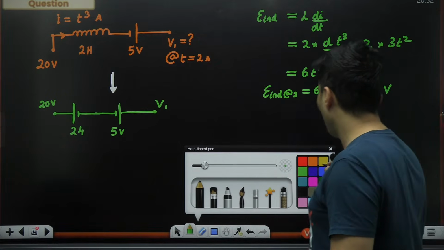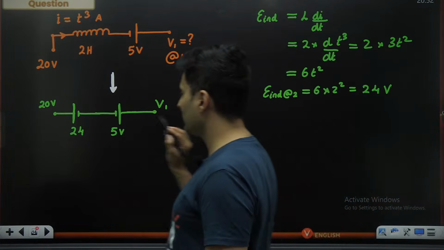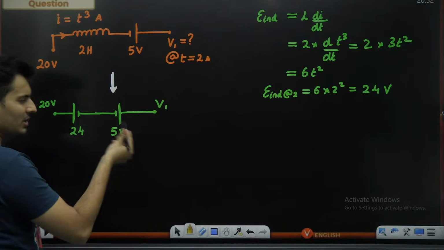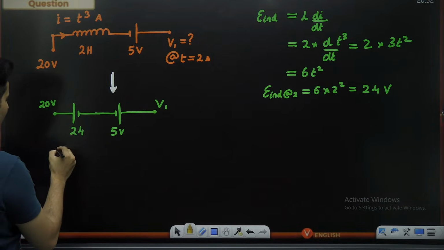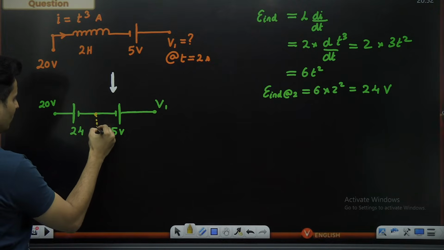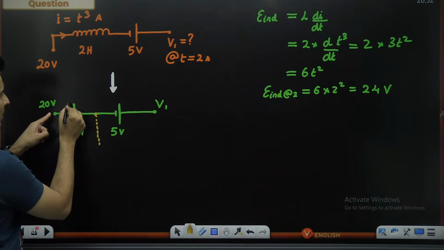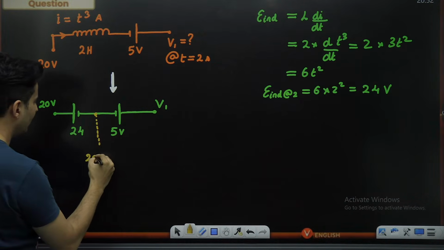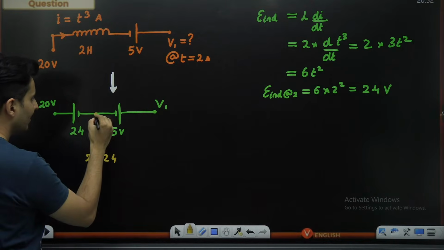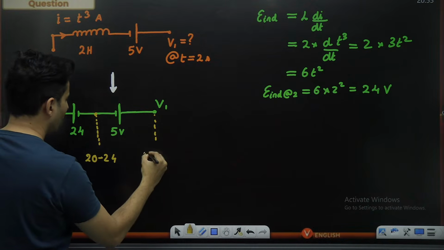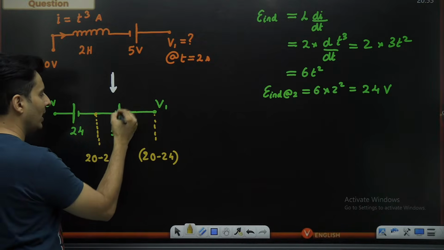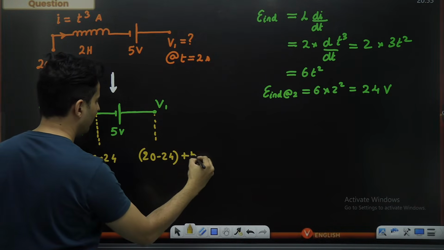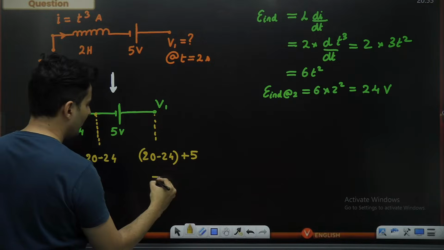All right. What do we do over here? How do we find it out? See, guys, if this is 20 volts, use Kirchhoff's concept. If I go from here to here, what will happen? If I go from here to here, this point's voltage will be how much? I'm going from higher to lower terminal, so it will be 20 minus 24. From here to here, what will happen? Whatever that voltage is, 20 minus 24, I'm going from low to high. That means I have to add. So plus 5. So how much will it be?